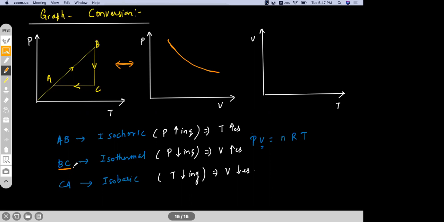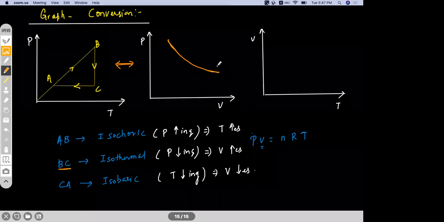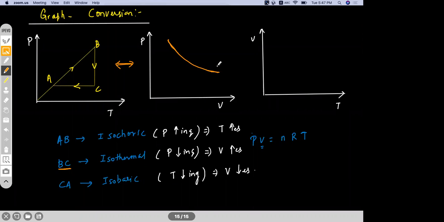But now the question is where we should take the point B. Is this point B or this is point B? Which one is the point B, the top one or the bottom one? You need to apply hit and trial here. Suppose I am taking this point as B and this point as C. B to C, is the process expansion or compression? Expansion. Expansion means volume increases, and that is what we have over here, volume increases. It means our assumption is correct.